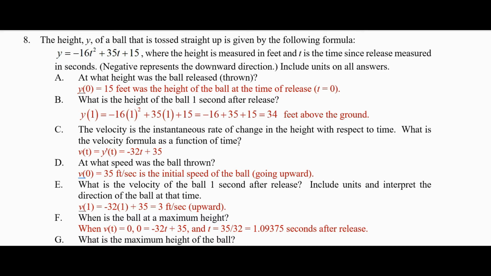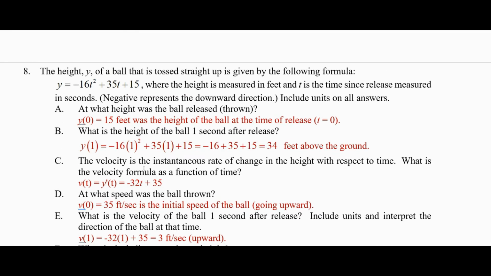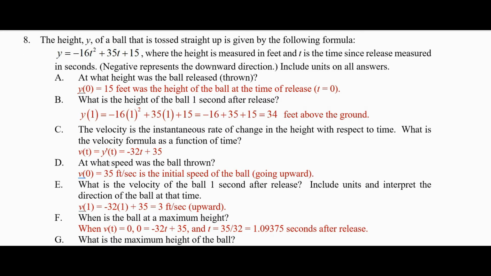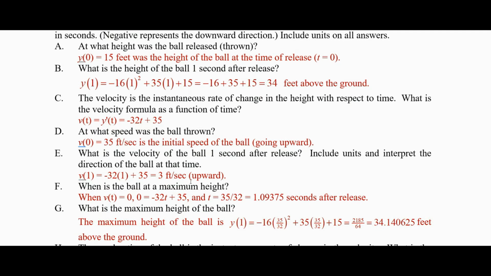The velocity is the instantaneous rate of change in the height with respect to time. What's the velocity formula as a function of time? Well, it's just the derivative of the height. So v of t is y prime of t, and that's just negative 32t plus 35, by doing the derivative of this function here. At what speed was the ball thrown? That's just v of 0, which is 35 feet per second upward, since it's positive, so it was thrown upward at that speed.